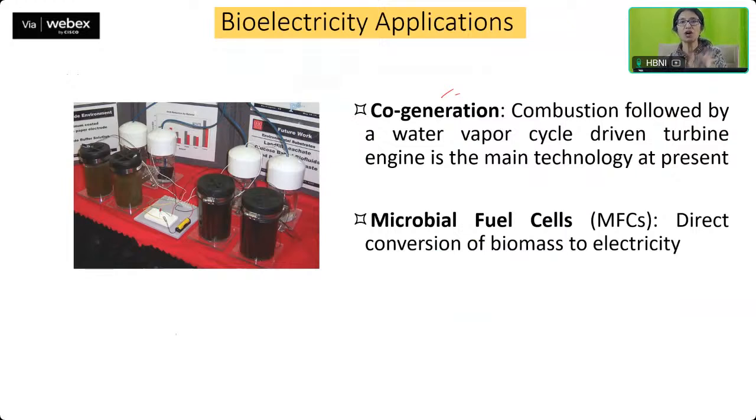Whereas in case of cogeneration, what is happening? First you do a combustion, then you have the normal water vapor cycle. The vapor is generated, the steam is generated, it is driving a turbine engine, and then you are having the electricity generation. So that is a kind of cogeneration. Whereas with MFCs, you are directly converting the biomass to electricity.